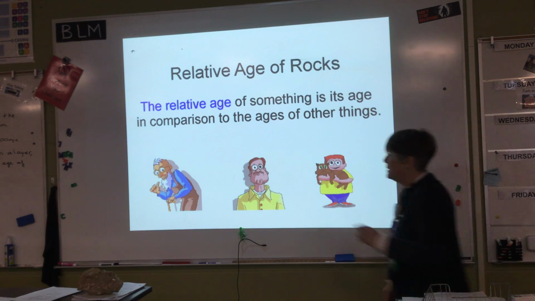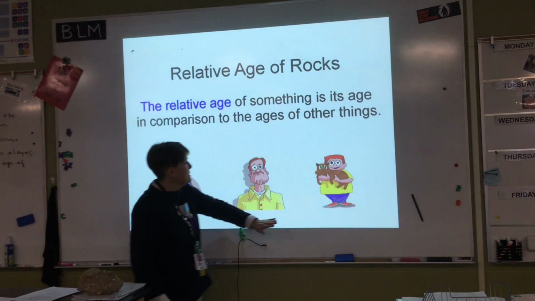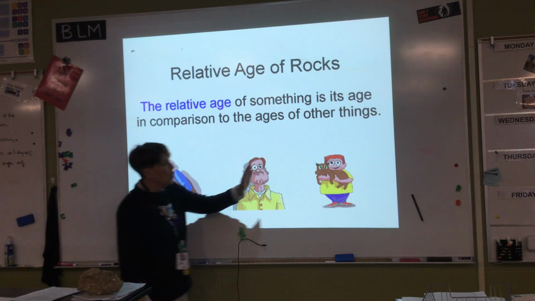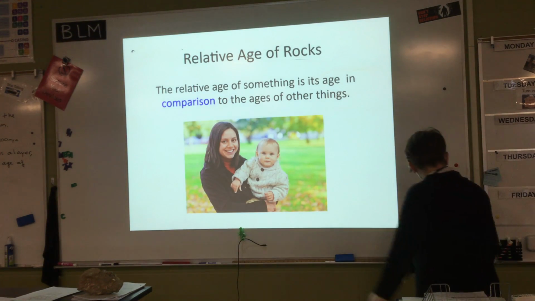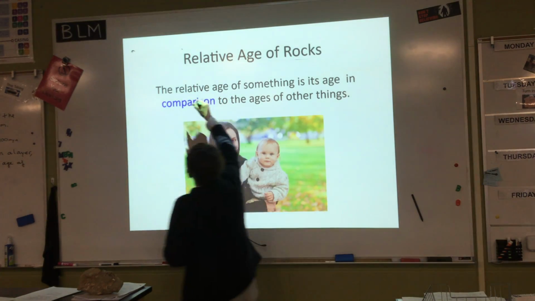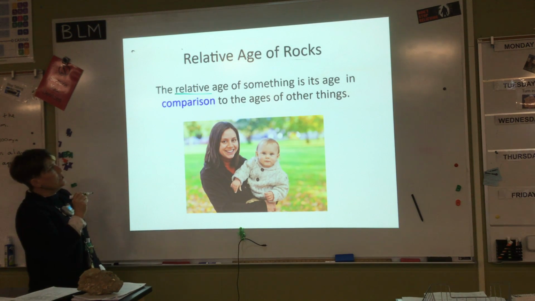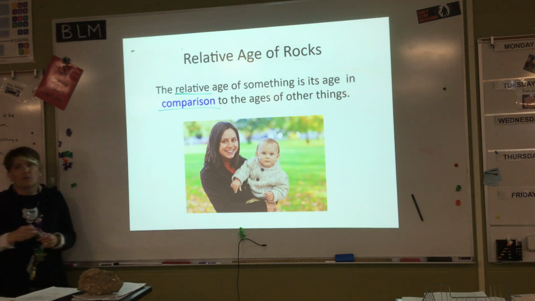Don't write anything down yet, I'll tell you what to write down. So for example, this little guy is the youngest, and then we have this person, and then this is the oldest, right? Compared to the others. Here's what I want you to write down. Whatever I'm underlining, you're filling in the blanks. The relative age of something is its age in comparison to the ages of other things.